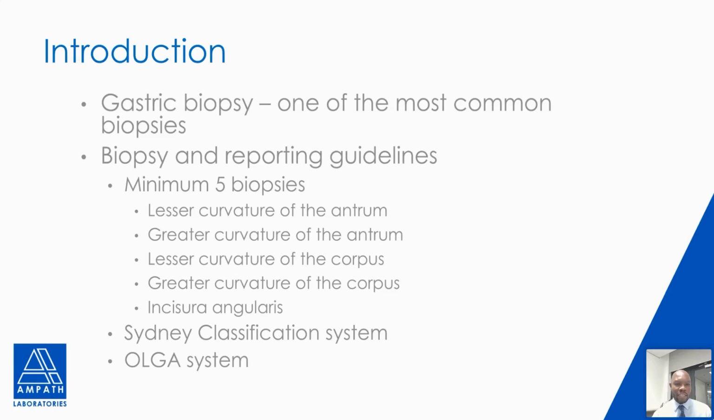The guidelines still advocate that 5 biopsies should be taken: one from the lesser curvature and part of the antrum, one from the greater curvature, part of the antrum as well, 2 from the corpus, lesser curvature and greater curvature, and the incisura angularis. The rationale essentially behind that recommendation is because the gastric pathology tends to be unevenly distributed.